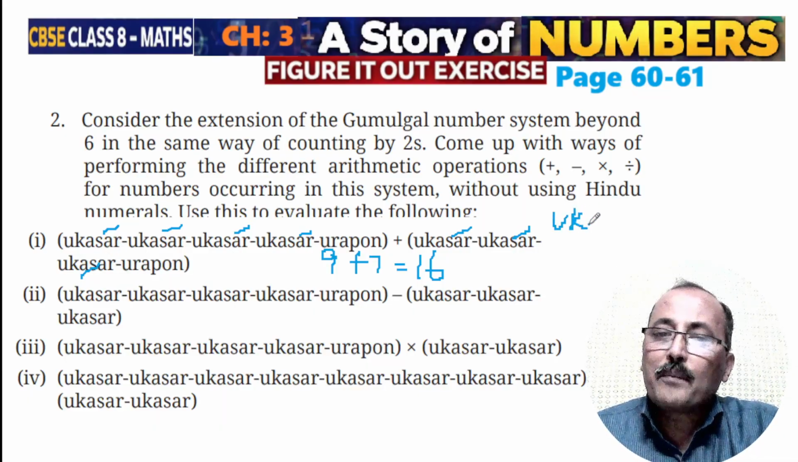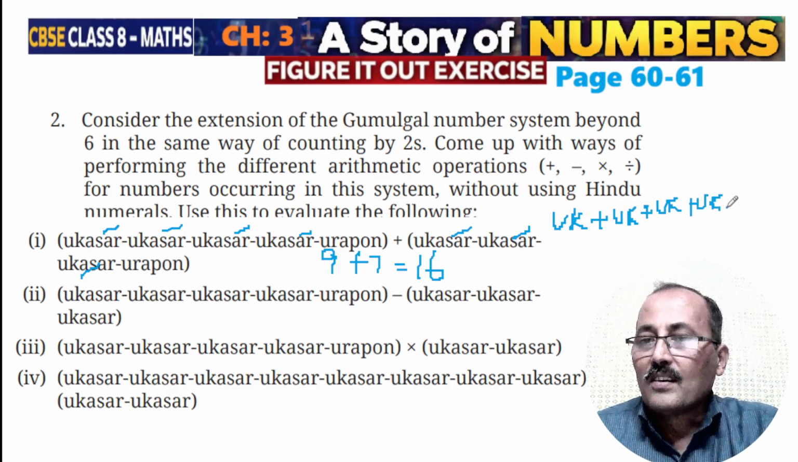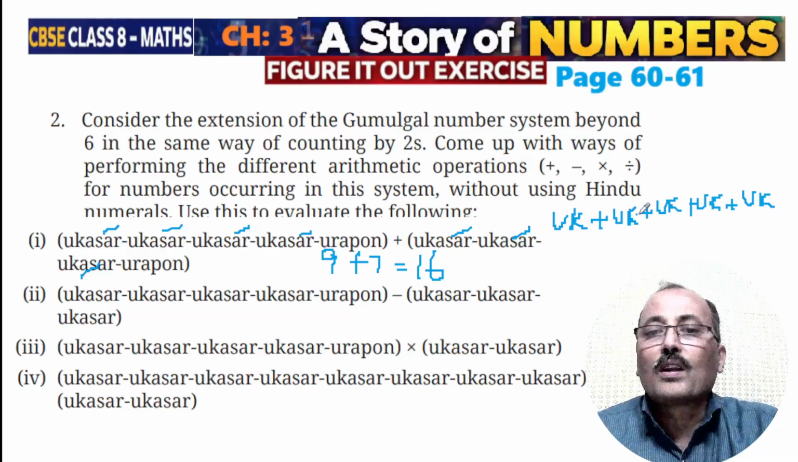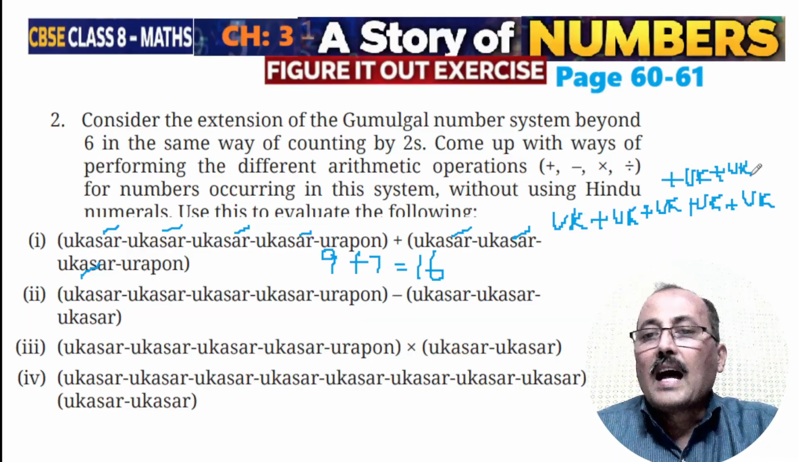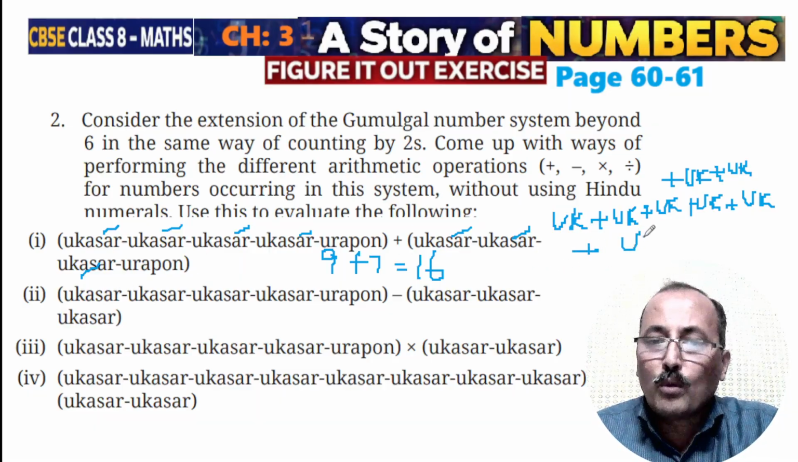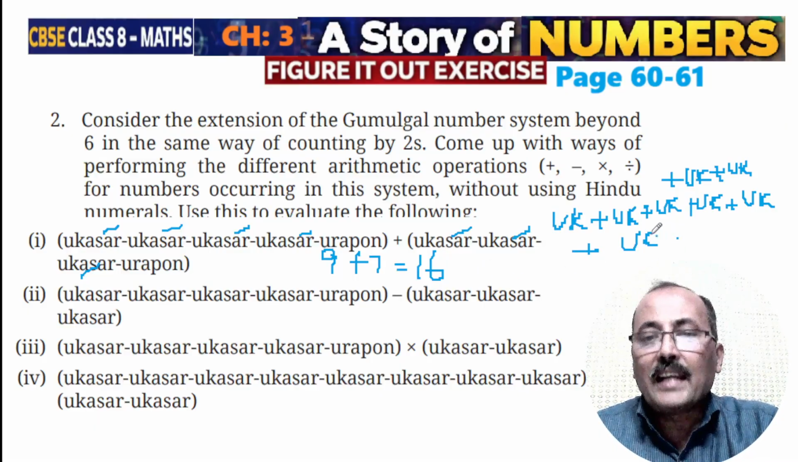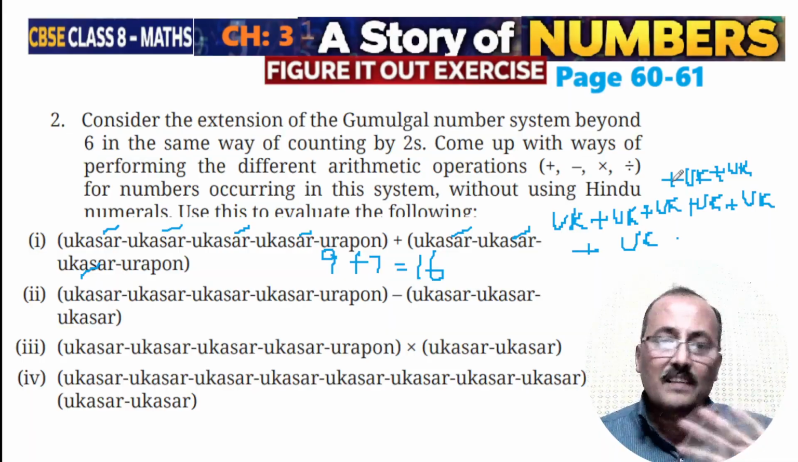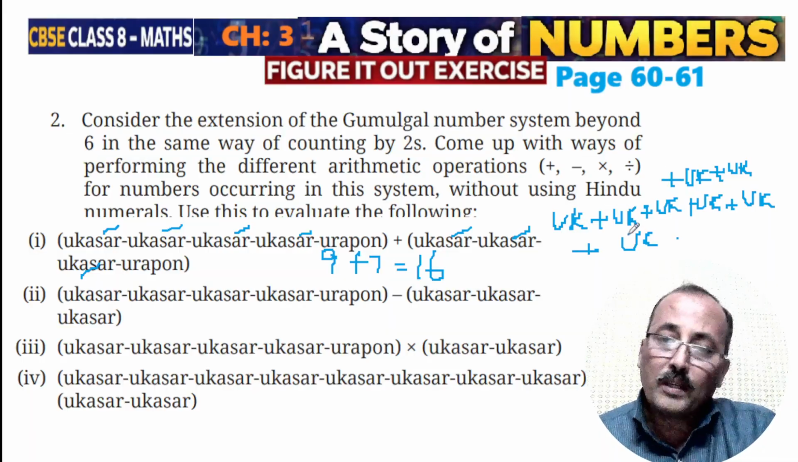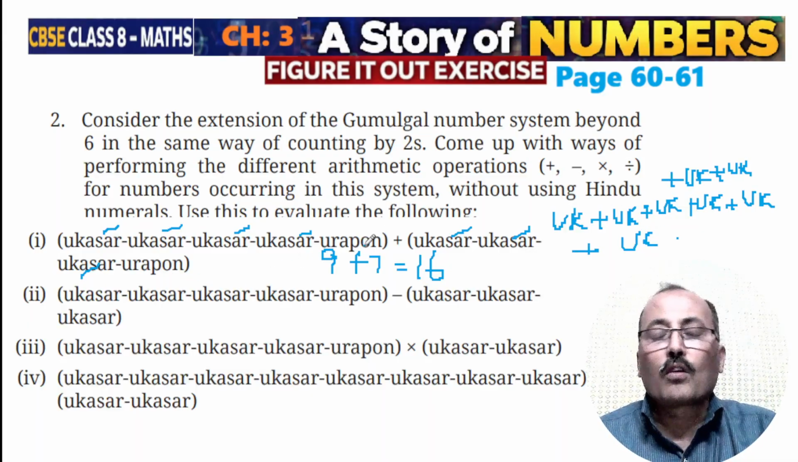So ukasar plus ukasar plus ukasar plus ukasar plus ukasar plus ukasar. How many? 1, 2, 3, 4, 5 plus ukasar, and in the place of 2 urapans they can add one more ukasar. Then it will become totally 8 ukasars. They will write as 8 ukasars, that is 16. That's all. So without numbers they are capable of addition also. So here 1 urapan, here 1 urapan, they are going to add it and make it as ukasar.